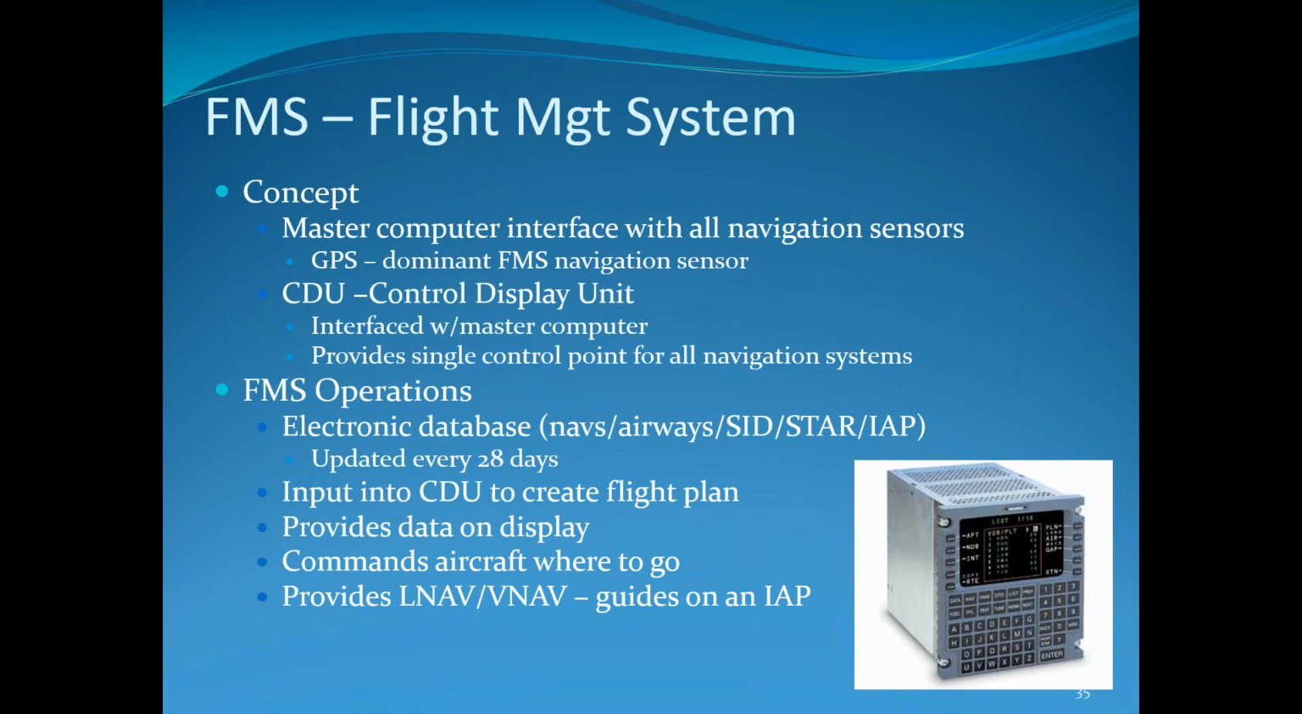It inputs everything into the control display unit to create a flight plan, provides the data on a display, commands the aircraft where to go, and provides the lateral navigation and vertical navigation guidance on an instrument approach procedure. So that's what an FMS does. FMS is one of the biggest things we use, though.